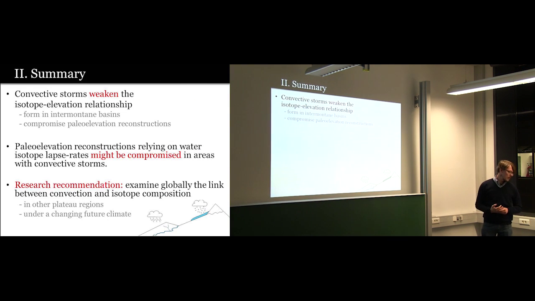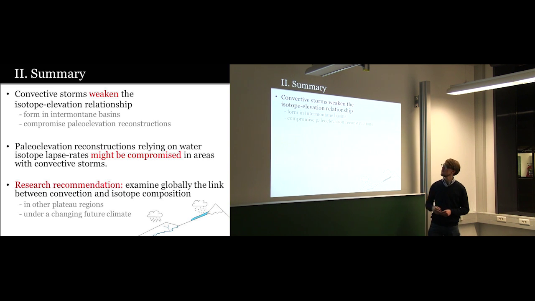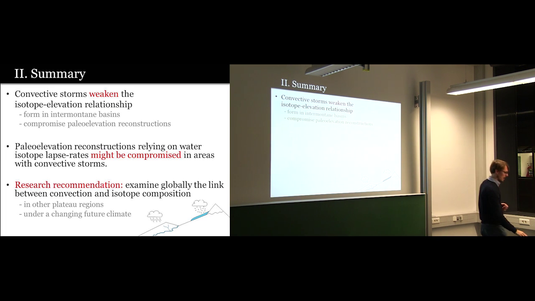So as a summary, I showed you that convective storms in general, first of all, weaken the isotope elevation relationship. These storms mostly form in intermontane basins, and of course, if you want to do paleo elevation in these areas using different proxies, from lake to proxies in sedimentary sections, you run into a problem here. That's a very important takeaway message.